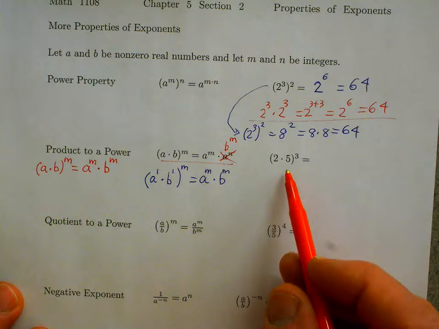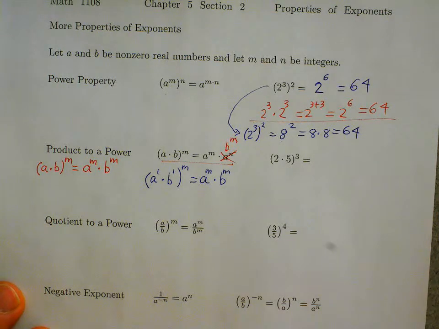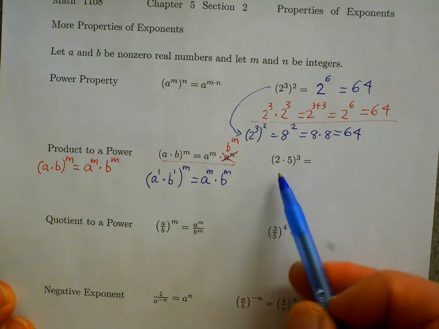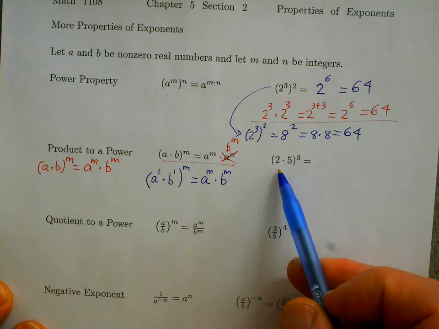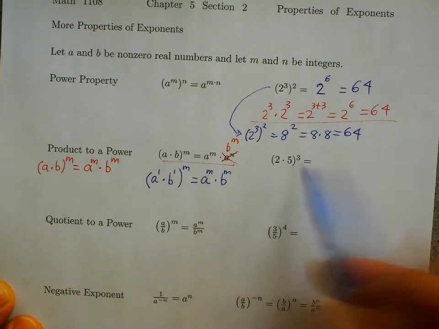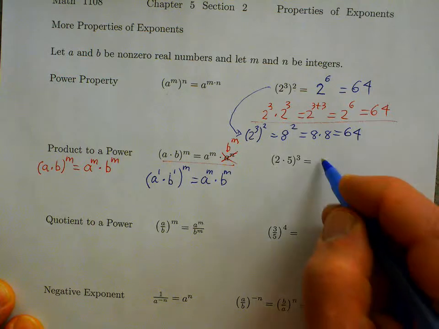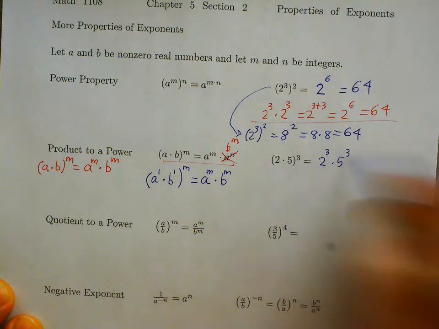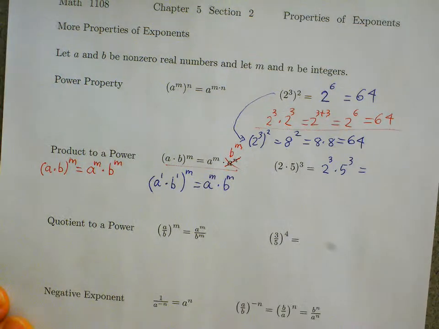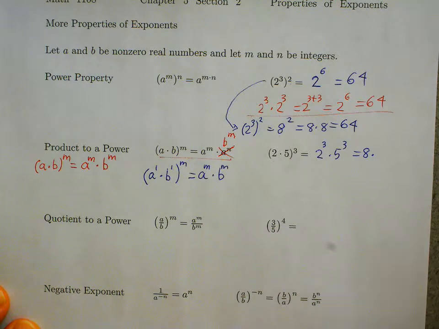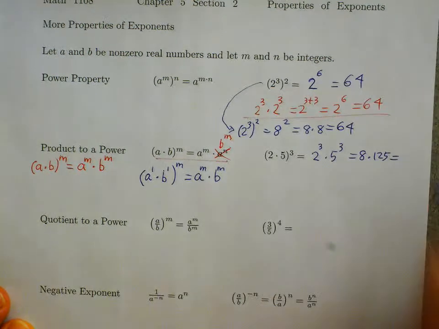Yeah, and this one, when numbers are involved, instead of just variables or letters, there are multiple ways to go about simplifying. If we have 2 times 5 to the third, we can apply this property and write it as 2 to the third times 5 to the third, and then simplify it. 2 to the third is 8. 5 to the third, 5 times 5 times 5 is 125. And then 8 times 125 is 1,000.